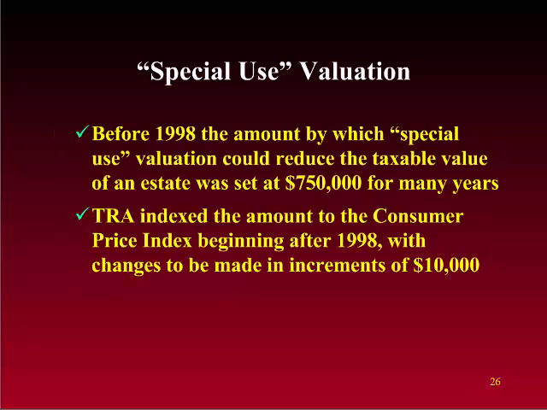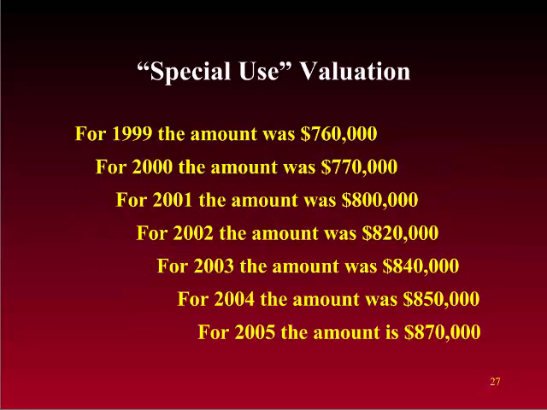Before 1998, the amount by which special use valuation could reduce the taxable value of an estate was set at $750,000 for many years. The Taxpayer Relief Act indexed the amount to the Consumer Price Index beginning after 1998, with changes made in increments of $1,000. So this is what Lloyd asked about. For 1999, it went up to $760,000, and you can see it's gradually increased year by year. For 2004, it was $850,000, and for 2005, it's $870,000.